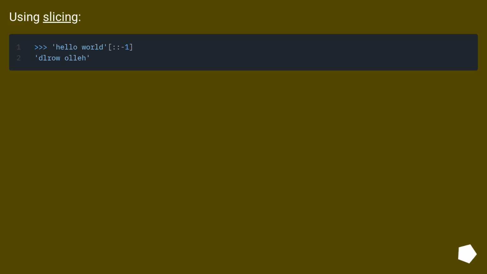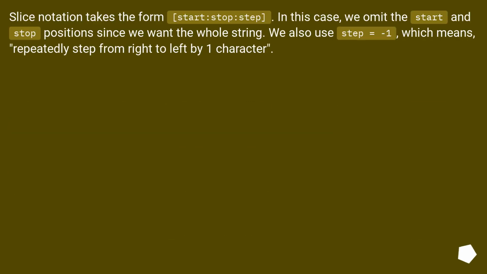Using slicing. Slice notation takes the form start colon stop colon step. In this case, we omit the start and stop positions since we want the whole string. We also use step equals -1, which means, repeatedly step from right to left by one character.